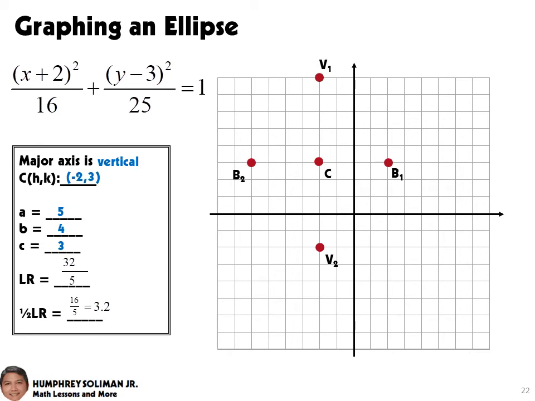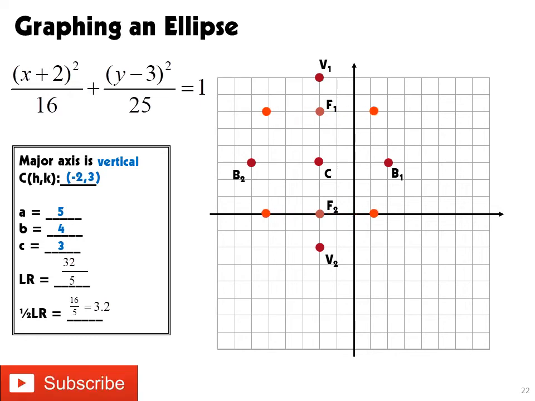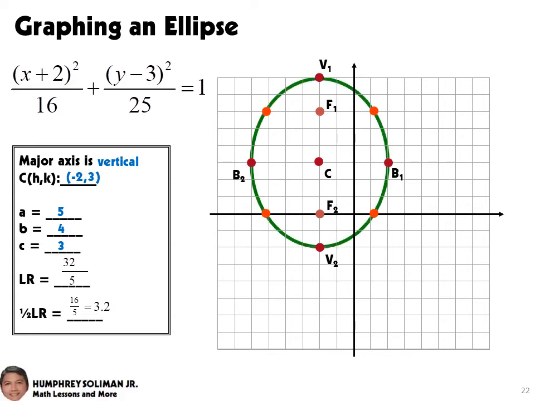From the center, we plot the endpoints of the minor axis horizontally at 4 units away, this is the value of b. From the center, we plot the foci vertically at 3 units away, this is the value of c. From the foci, we plot the endpoints of the LR vertically at 3.2 units away, this is half of the LR. Now that we have the points we need, we will use these points to draw the ellipse.